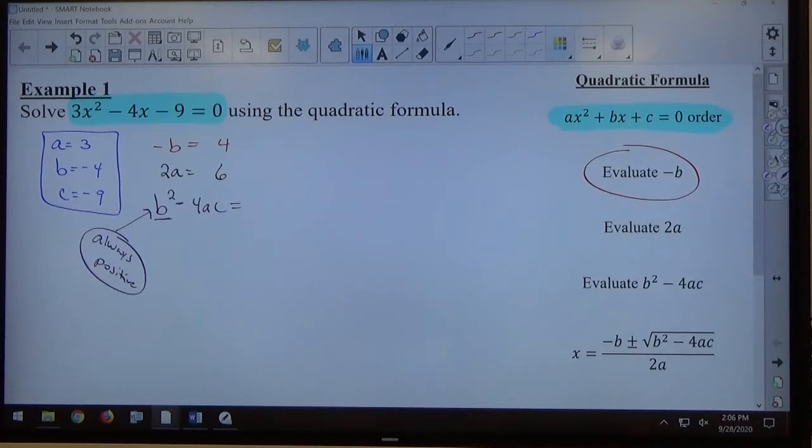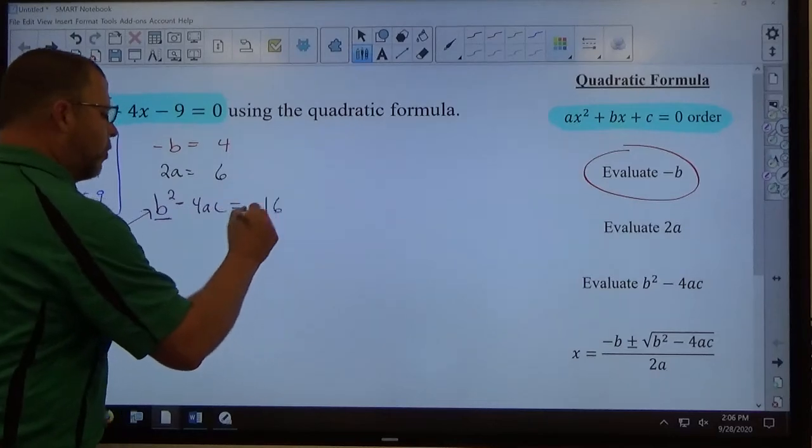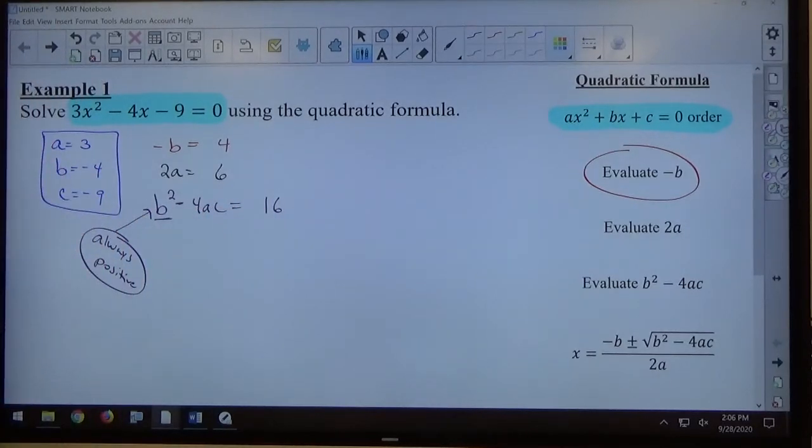What's 4 squared? 16. Don't write 4 squared, write 16. Whatever b is, square it. And don't even worry about the sign because it's always positive. 4 times 4 is 16, that's what b squared is.